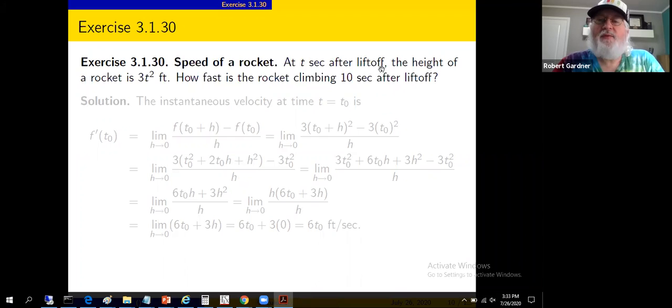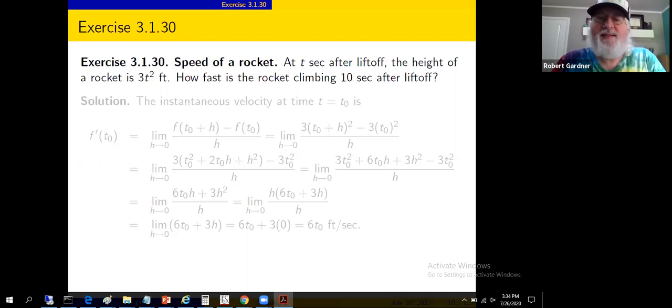Okay, at t seconds after liftoff, the height of a rocket is 3t squared feet. How fast is the rocket climbing 10 seconds after liftoff? Okay, so they're measuring t in seconds and they're measuring height in feet. I will be conscientious of units. In a math course, it's maybe tradition to be a little loose with the units. Yeah, we shouldn't, because the physics folks and the engineering folks are going to depend on you to keep up with units. So I got a little bit of a physics background and a tiny bit of engineering background. So I'll be quite conscientious with the units on this stuff.